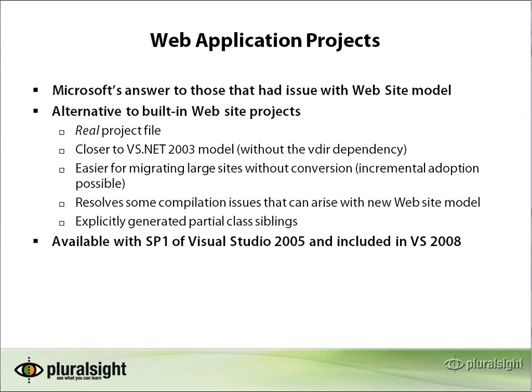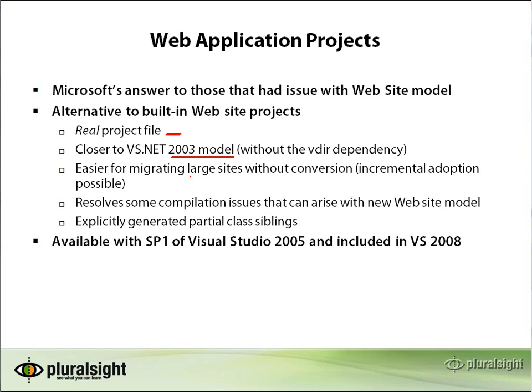The solution to some of the deficiencies of the website model is addressed with the introduction of web application projects. Now, these were released about 6 months after the initial release of Visual Studio 2005 as a separate add-on project type that gives you a project much closer to the 2003 project model. So it does have a real project file. All those things we talked about in the previous slide are no longer true, so you can actually add or include things as part of the project, have the pre and post build steps, set the compilation mode without making modifications to config files, etc.